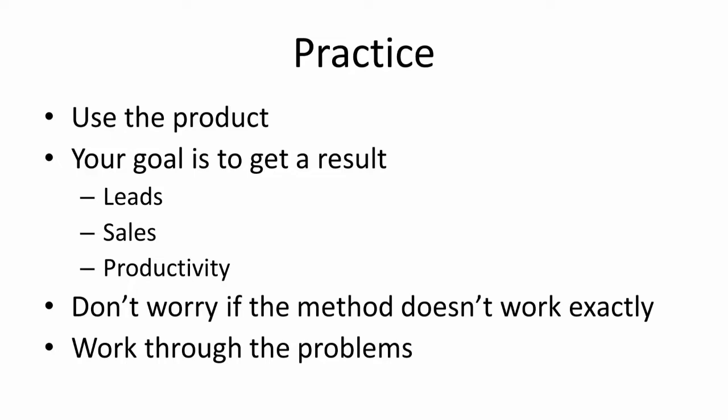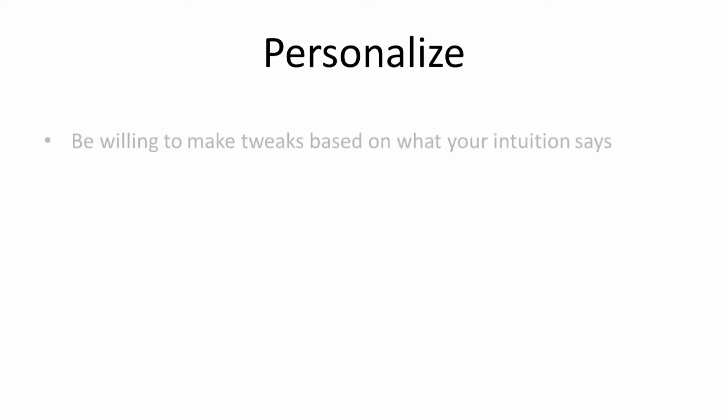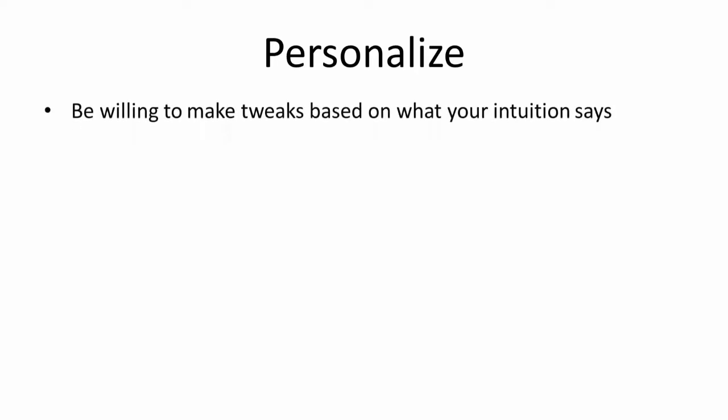So from practice, we go to personalization, or personalize. Now that we have a method, we have it working, and we're able to get a result, we want to start making tweaks based on our own intuition. We want to start thinking about ways that we might do the process differently, and take different methods and different paths to get to the goal that we have. And again, remember, what's important here is our goal with that product.